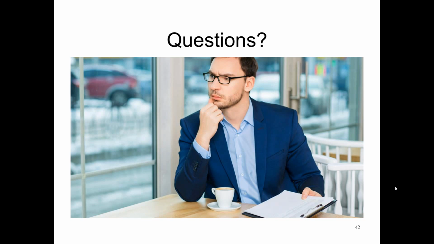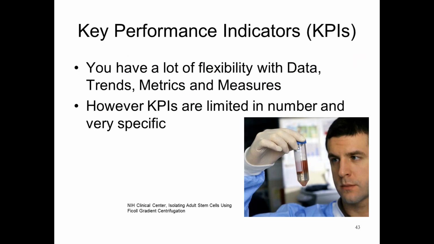All right, next, we're going to switch now to that third element of dashboards called key performance indicators. Remember, there's only three. There's data and trends, metric and measures, and now KPIs. Whereas you've got a lot of flexibility, as the slide says here, with those first two items. You can make them as big or small or as many or as few. KPIs you have to think of as much more limited. They're limited in number and they are ultra specific. So you're going to have a few KPIs and they're going to mean a lot.